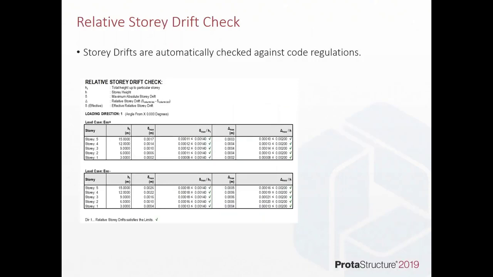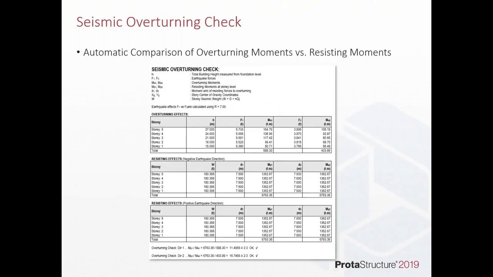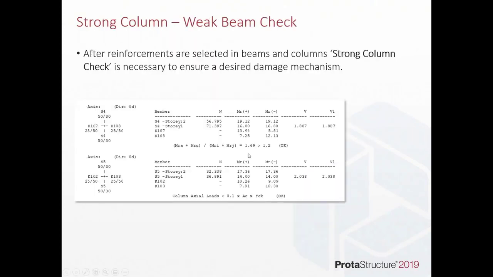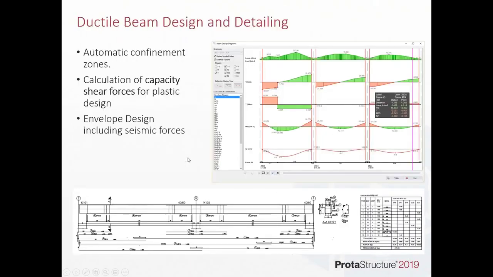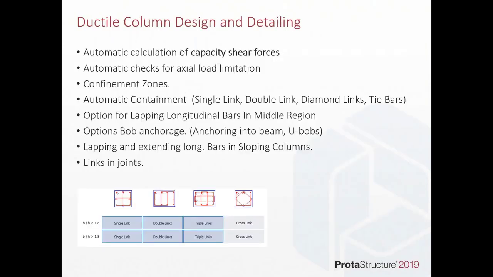We will check relative story drift and second order effects. Basic checks like overturning are all being done. I showed you the strong column weak beam checks that have been performed, as well as the joint shear checks. Now, the ductile design and detailing for both the beams and columns, based on capacity shear and ductile code detailing requirements, is all being performed, and that includes detailed checks for containment.